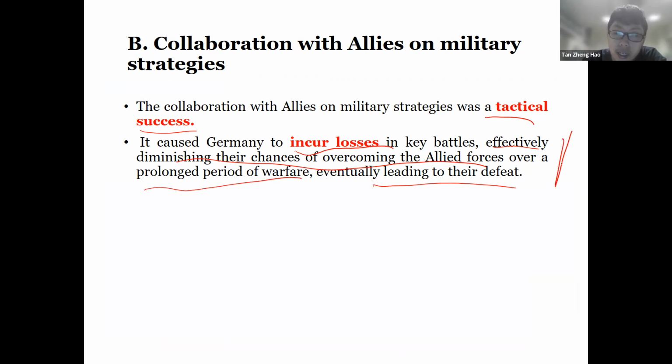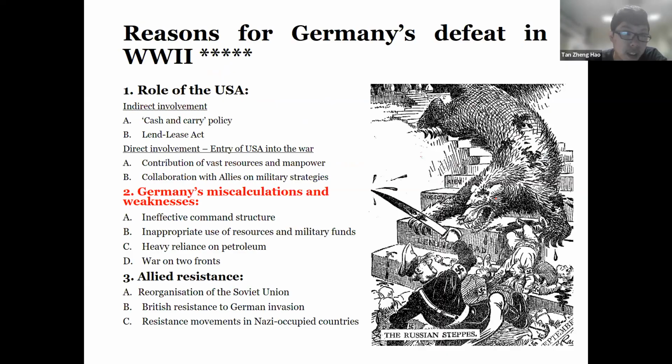So basically, when you explain in your essay how US involvement led to Germany's defeat, remember to explain step by step. What leads to what, before it leads to Germany's defeat. One thing happens: losses lead to diminishing chances, which lead to a prolonged period of warfare, eventually leading to the defeat. So that's the first factor.